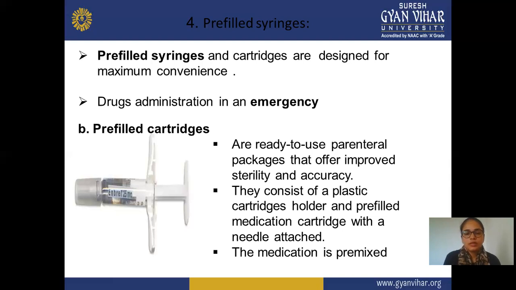When we are packing this type of container, we should make sure that it is in a sterile condition and packed directly. After packing, there is no chance that any contamination takes place in the formulation. After that, we can easily open and use this pre-filled syringe for administration. So it shows more accuracy and sterility, and it consists of a plastic cartridge holder and pre-filled medication, the cartridge with the needle attached. This means there is one syringe, and other than the syringe, a needle is also attached.